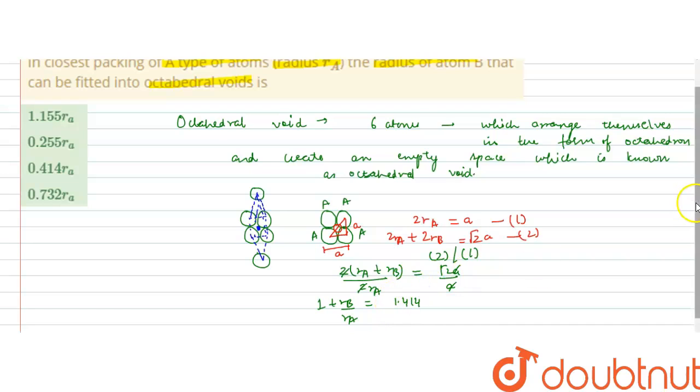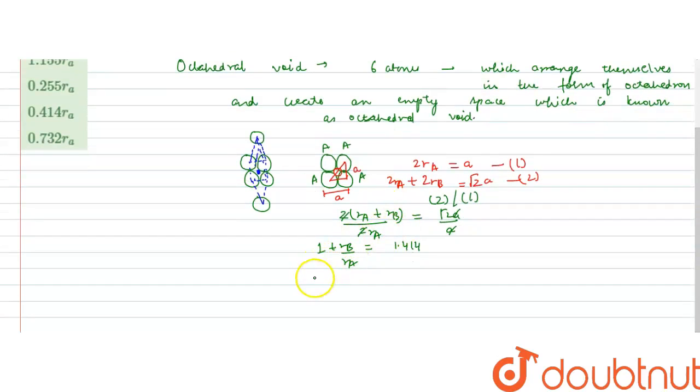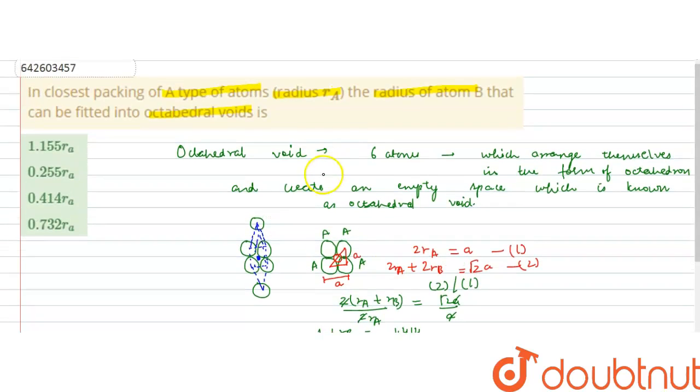So that will be equals to, Rb upon Ra will be equals to then 1.414 minus 1. So that will be equals to 0.414. It means radius of atom B is 0.414 times Ra. It means radius of atom B must be 0.414 times the radius of atom A to completely fit it into the octahedral void. So the answer of this question is 0.414 Ra. So I hope you understood the solution.